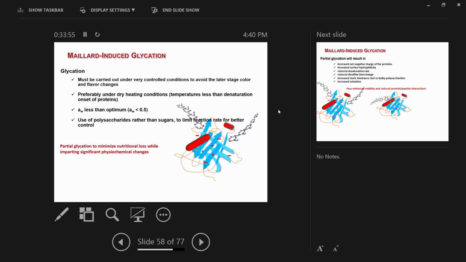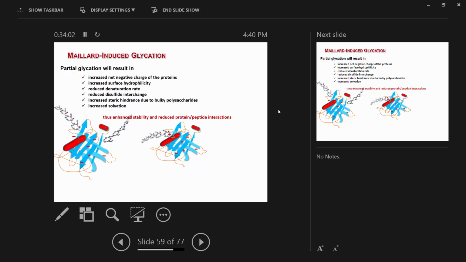So you want to make sure that your rate is slow and you can stop it and not have it propagate further. So the net effect, like I said, is you'll have a higher net negative charge, and with that, higher hydrophilicity on the surface and a reduced denaturation rate. And you will have reduced disulfide interchange, because if the protein does not denature, it will not expose the sulfhydryl group, so that won't be a problem.